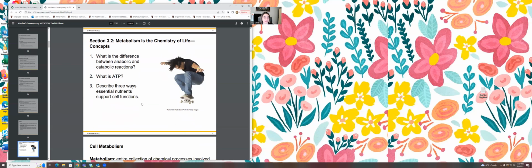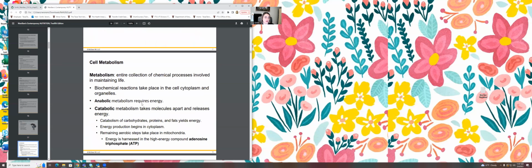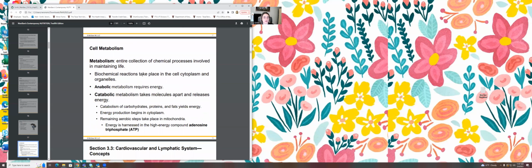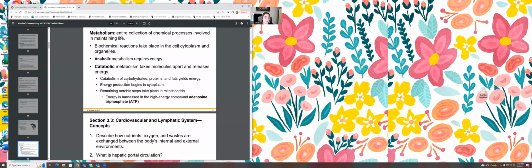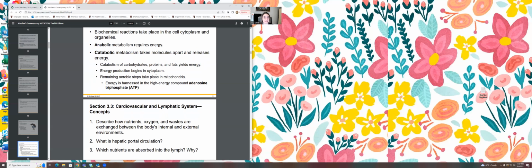So metabolism: what is metabolism, what's ATP? Cell metabolism is the entire collection of processes involved in maintaining life. Your anabolic metabolism builds, using energy. Catabolic metabolism takes molecules apart and releases energy.